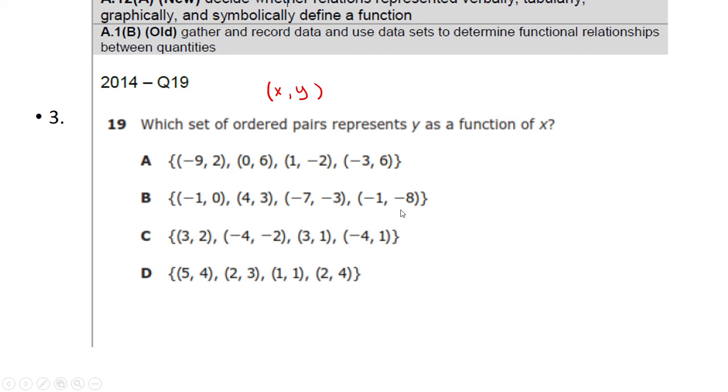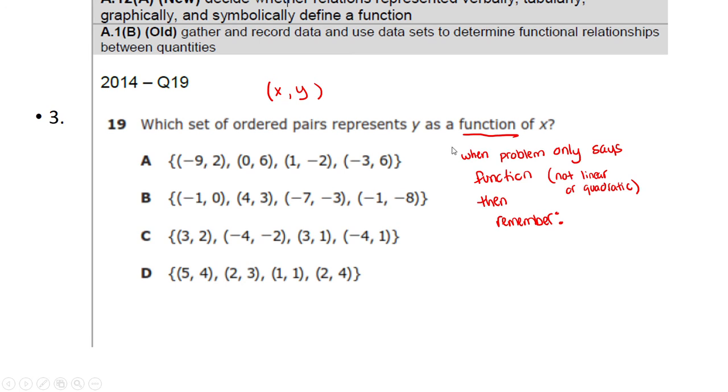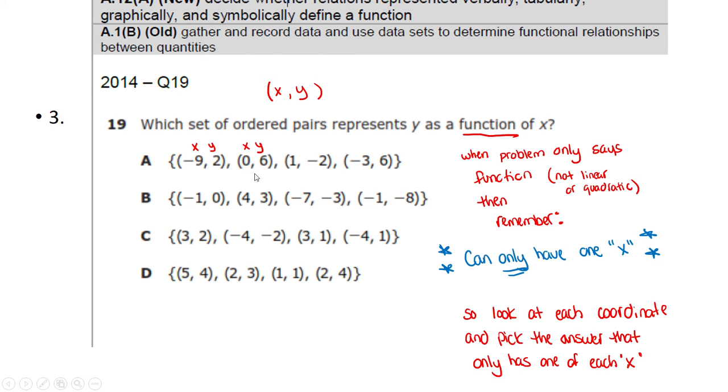Well, something very important I need you to remember for this. Anytime you see the word function, that means you can only have one x. So for each one of these ordered pairs, we want the one that only has one x. So we need to look at each one of these answer choices and pick out which one only has one x, which is the same thing as saying which one doesn't have two of the same x's.